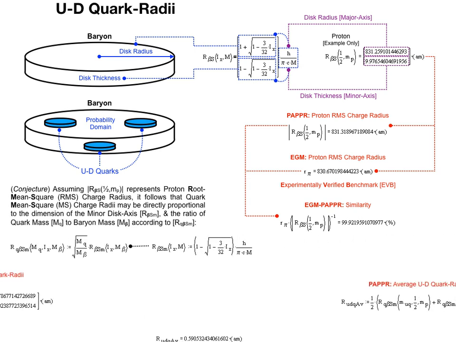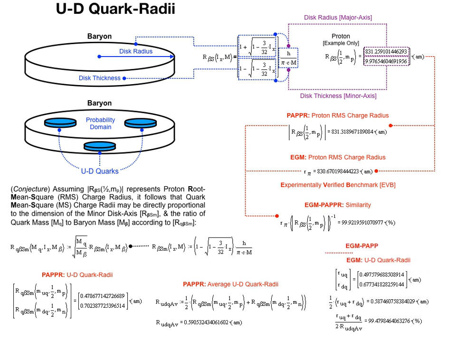Let's now derive a particle-antiparticle pair representation estimate for up and down quark radii. To facilitate this, we shall assume that the absolute value of R sub beta s represents the proton root mean squared charge radius. Hence, it follows that the quark mean squared charge radii may be directly proportional to the dimension of the minor disk axis and the ratio of quark mass to baryon mass, according to the relationship shown.